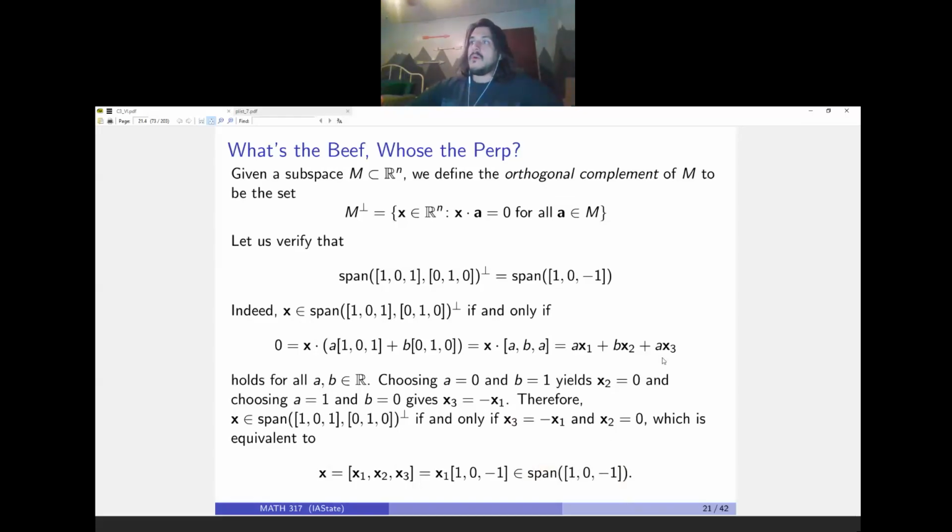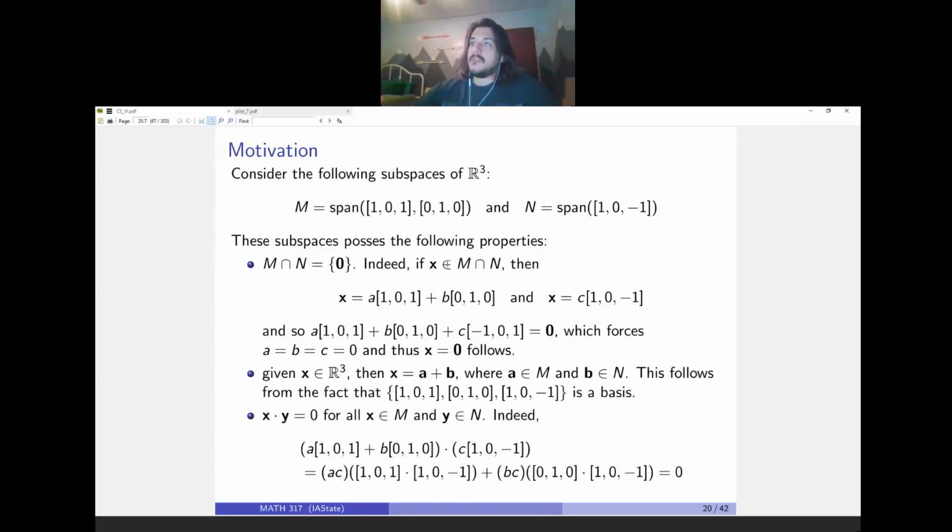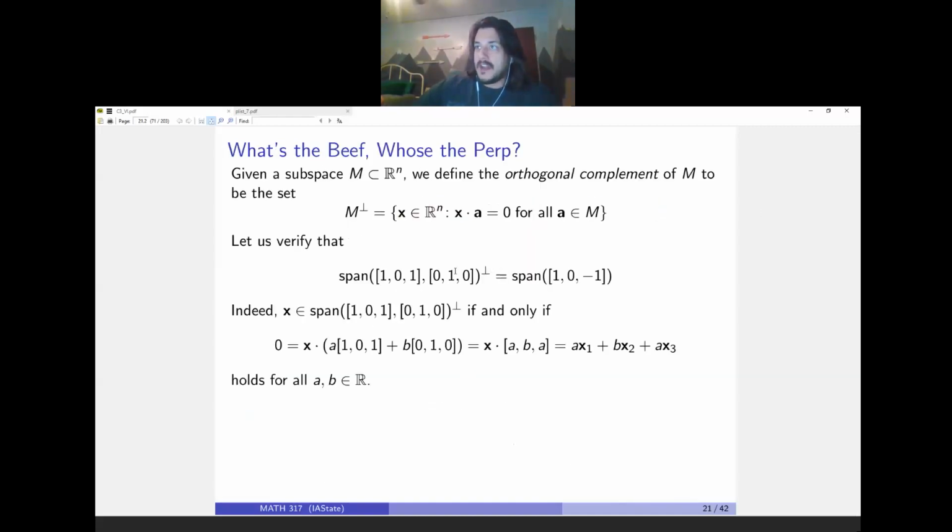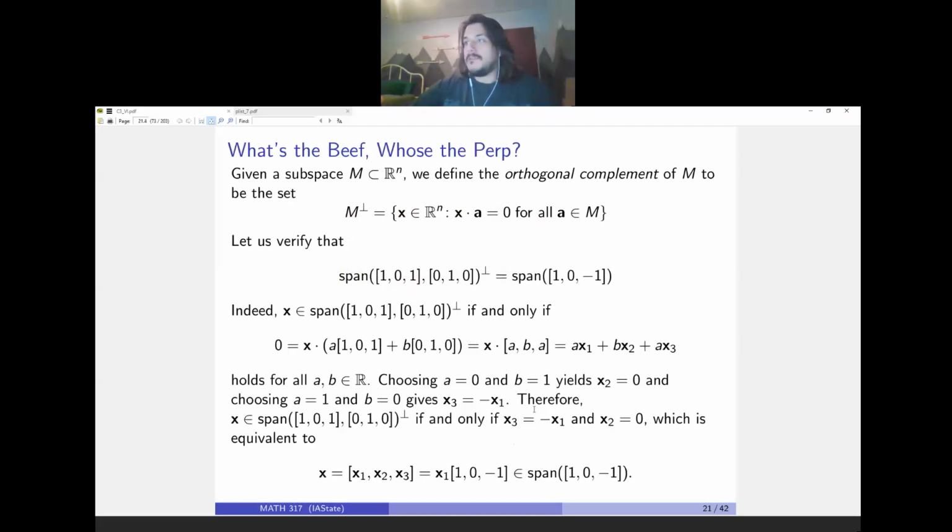So like I said, when I put this example together, I didn't just start with M and N. I started with M, and then I figured out what its orthogonal complement had to be by doing this work to get that X has to be a scalar multiple of (1, 0, -1).